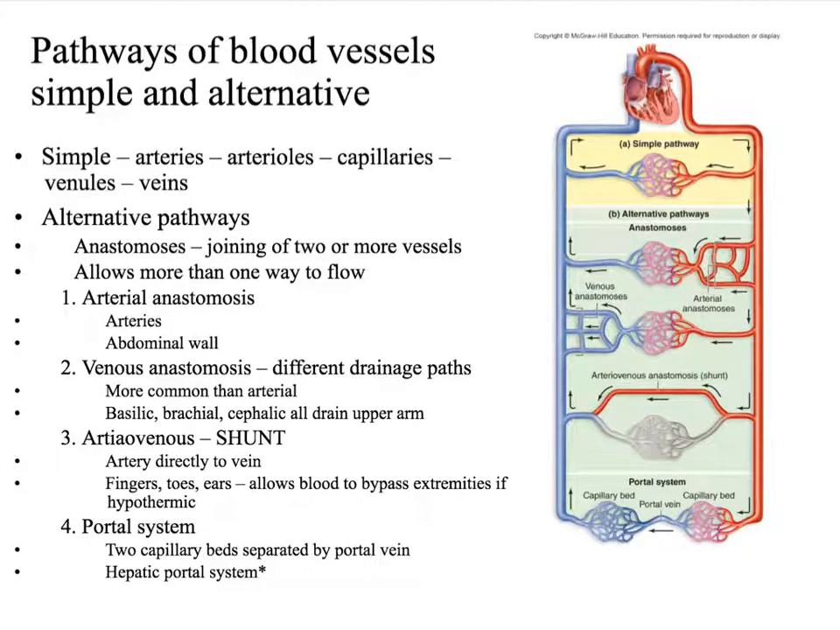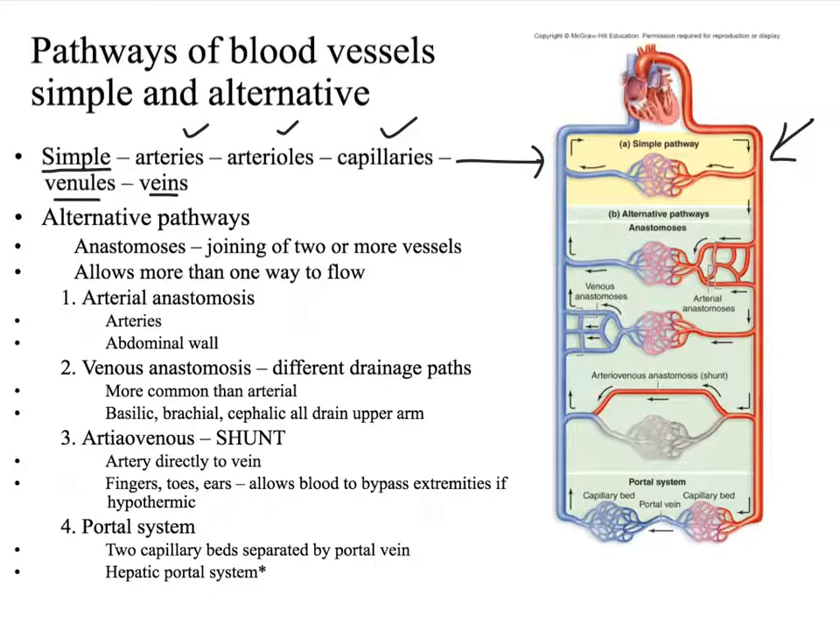Okay, so this next section is the pathways of blood, and I already went over this in the very first slide of this set, but let's go over it again. A very simple path means we're going to go from arteries to arterioles, to capillaries, then to venules, and then to veins. So here's a simple pathway. Okay, so that lines up there.